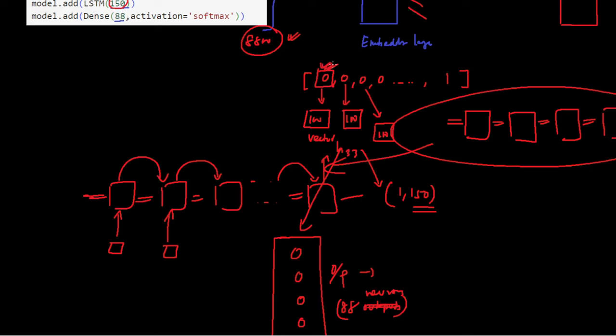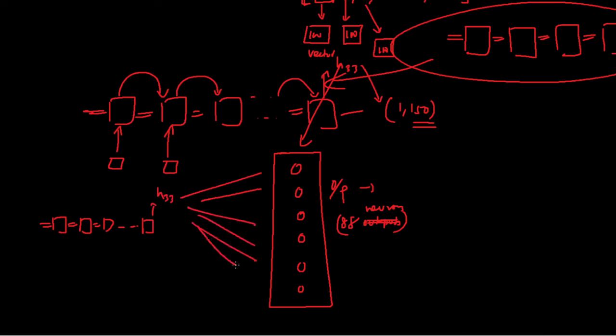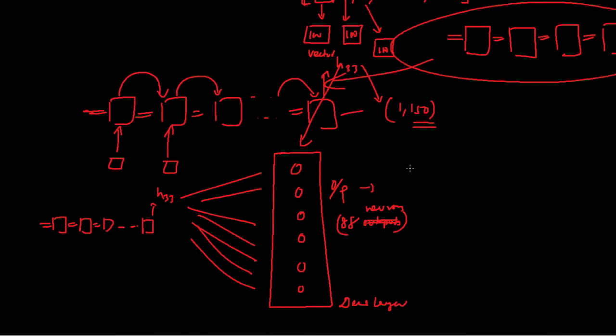Each word in one X entry is nothing but a 100-dimensional vector that goes into these units, and then finally we have the H33. Imagine you have the network like this, dot, dot, dot, and from here comes the H33, and from here it goes into the output layer, which has 88 nodes, right? Now this is the dense layer. As we are using softmax, if you go back to the code, we are using the softmax activation function, right? If you are using the softmax activation function, your values will always lie between 0 and 1.